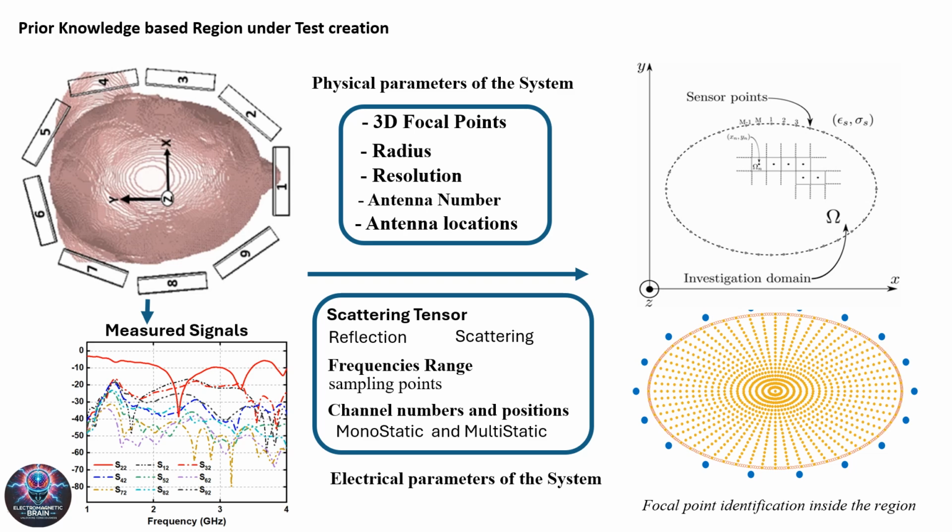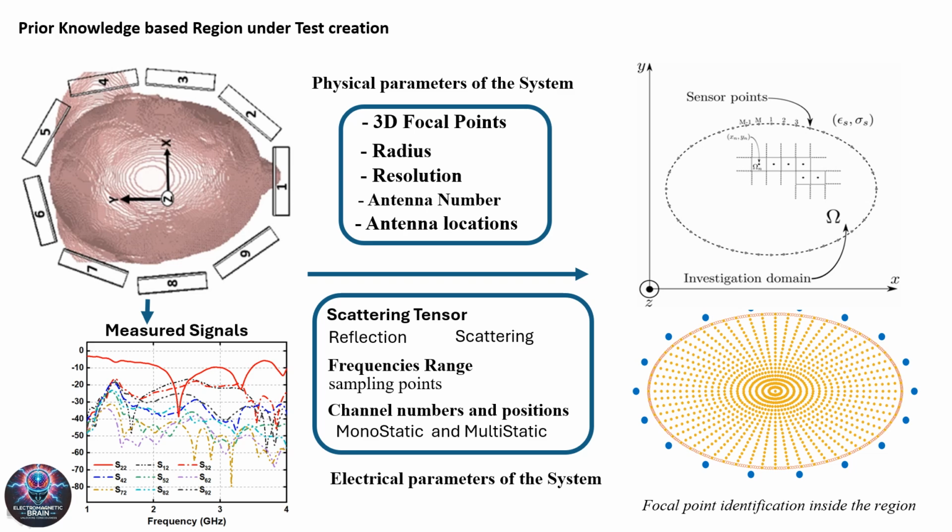The graph labeled measured signals at the bottom left illustrates how these scattering parameters vary over a range of frequencies. Each curve in the graph represents the transmission coefficient between two antennas, indicating how much of the transmitted signal was scattered or absorbed by the tissues at different frequencies. This information is critical, as it reflects the electromagnetic response of the brain tissues, helping to differentiate between various tissue types or detect abnormalities. These measured signals form the foundation of the image reconstruction process, as they capture the interaction of microwaves with internal structures.